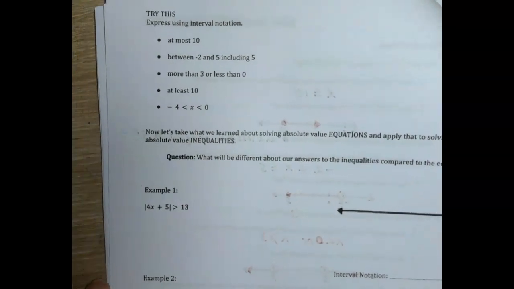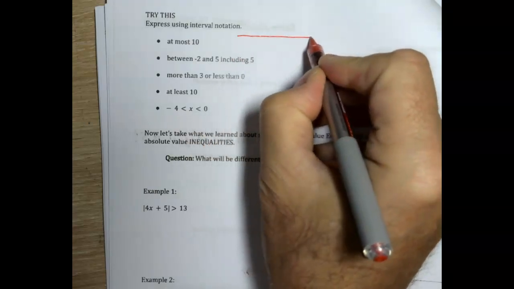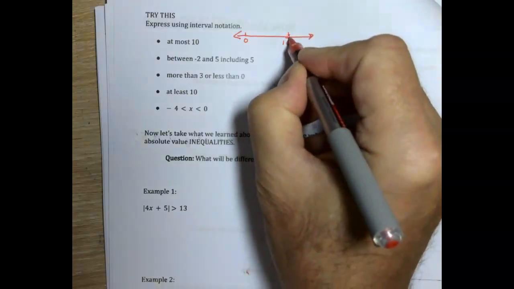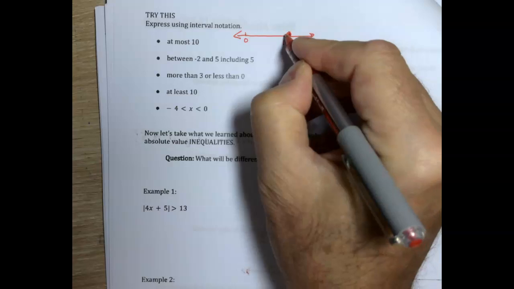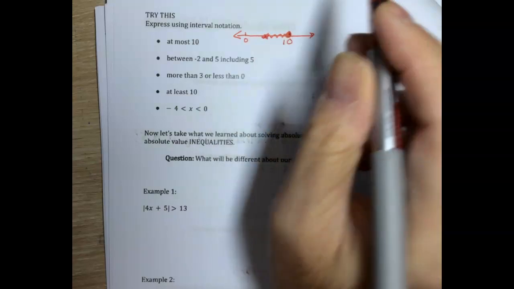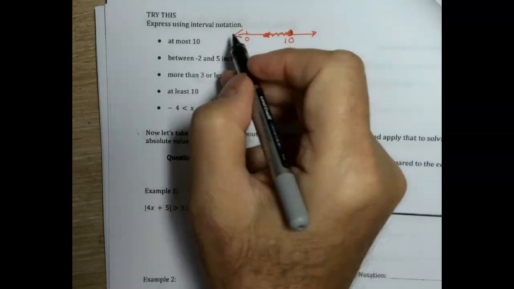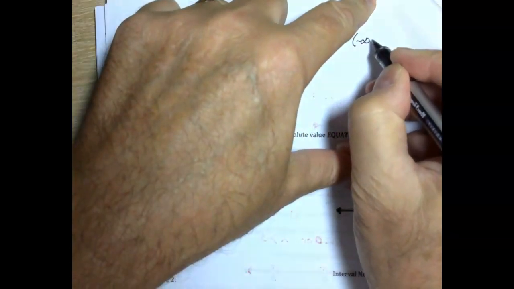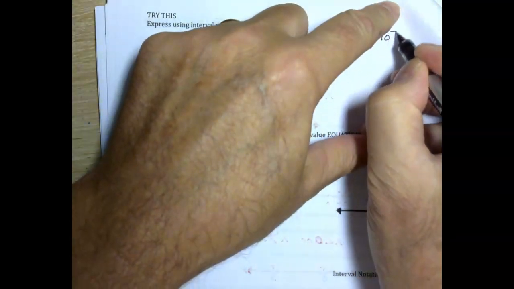Putting this together here. Notice 10. So it can be 10, it just can't be greater than 10. So the interval notation would be, if we graph it, 0 here, 10 here, closed circle, and everything going this way. So that would be the left end. Negative infinity over here, positive infinity over here. Since the arrow is pointing towards negative infinity, it would be negative infinity to 10, and since it's a closed circle, a bracket, like this.